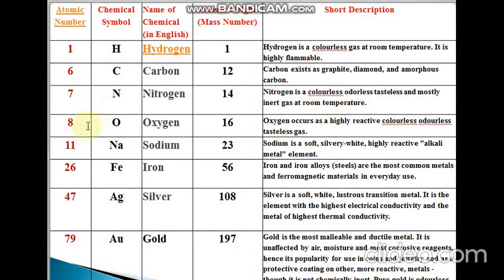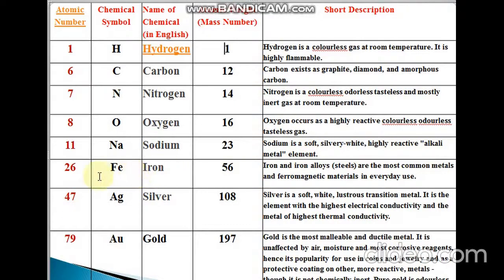Next is 8. O. Oxygen. Atomic weight 16. Oxygen occurs as a highly reactive, colorless, odorless, tasteless gas. Next is Na. Sodium. Weight is 23. Sodium is a soft, silvery white, highly reactive alkali metal element.